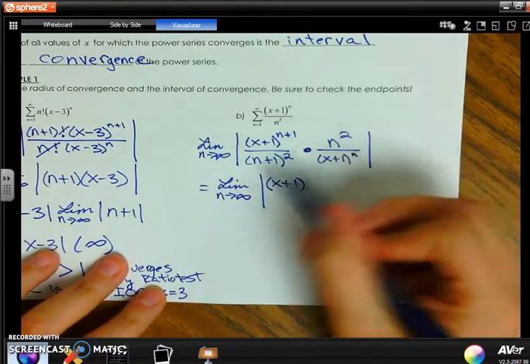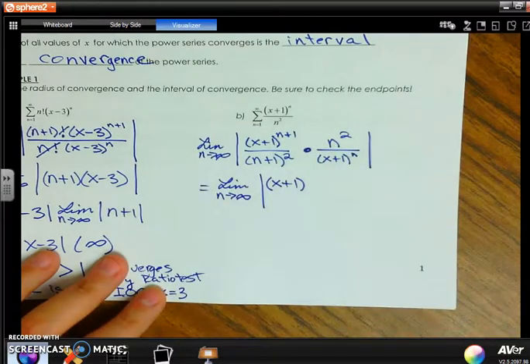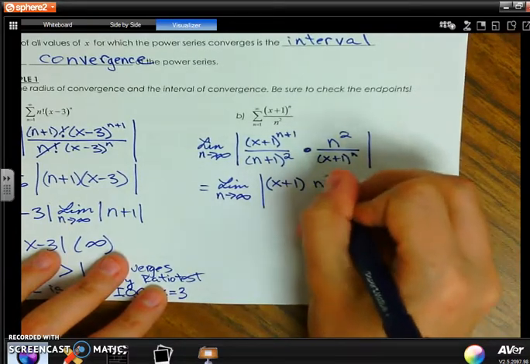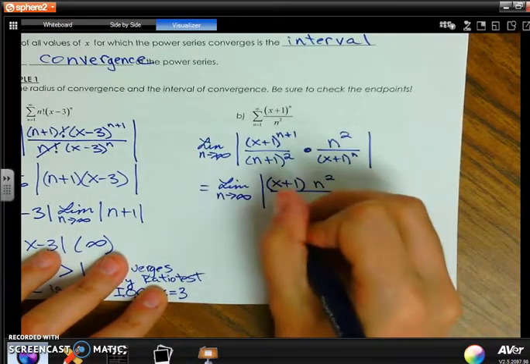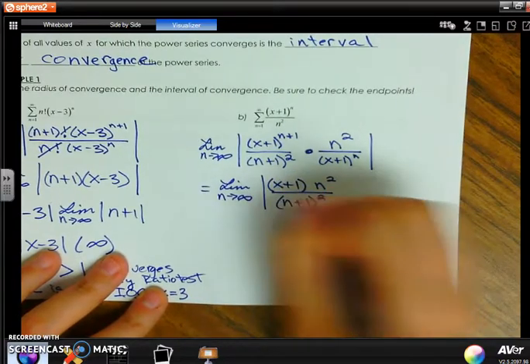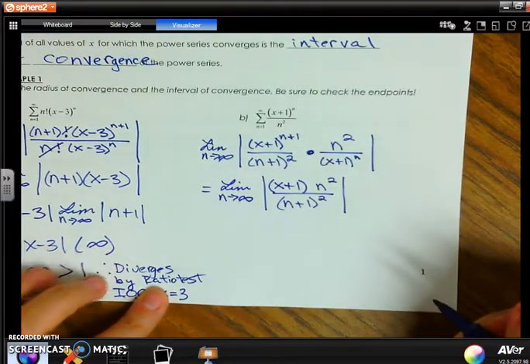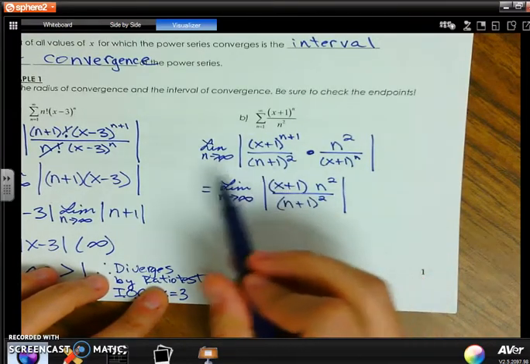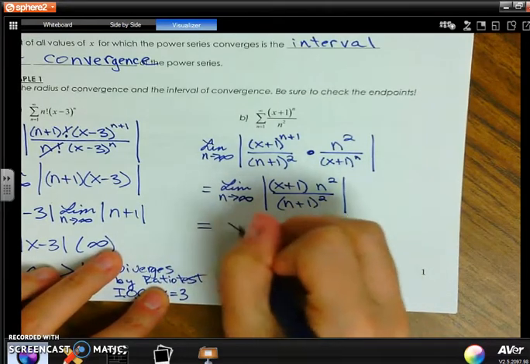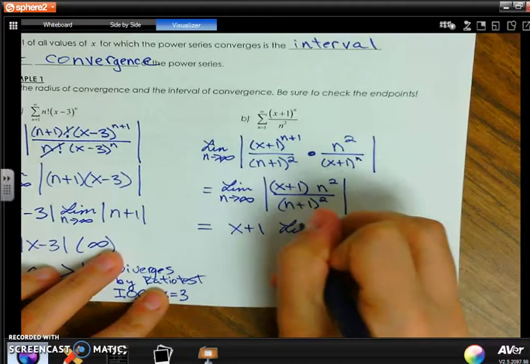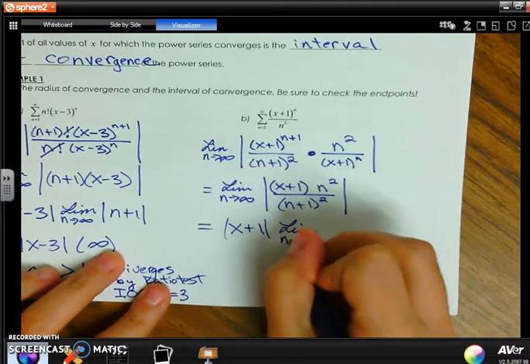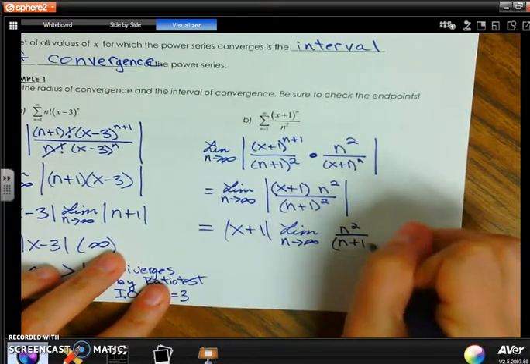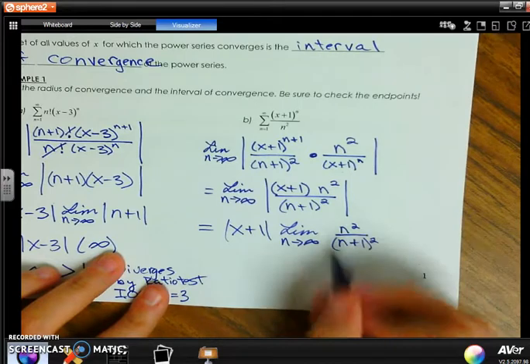And then when I do these, you're like, I can't cancel anything there, right? This is going to end up, if you FOILed that out, you wouldn't be able to cancel anything. So I just have to rewrite it. So I'm just going to recopy that there, and I'm still taking the absolute value. And now, again, this x thing, that has to do with our center, so that's a constant. We're going to pop that out front. So I've got x plus 1, and then I've got the limit, technically that's absolute value there, as n approaches infinity, and I've got this.